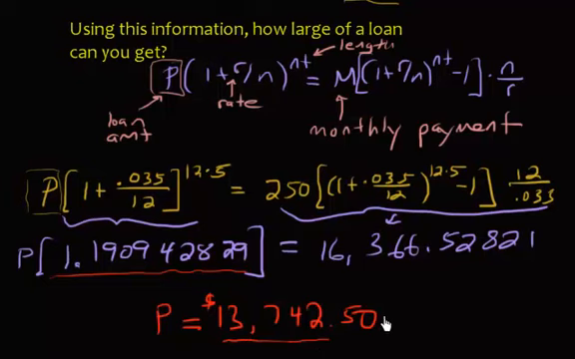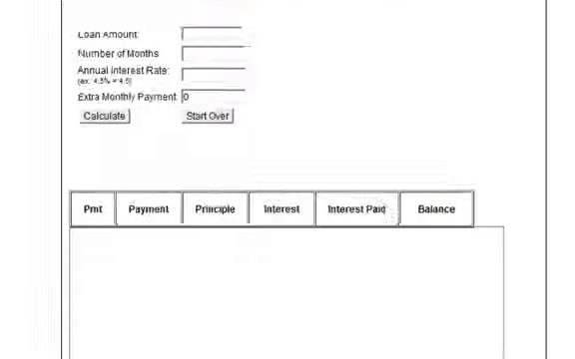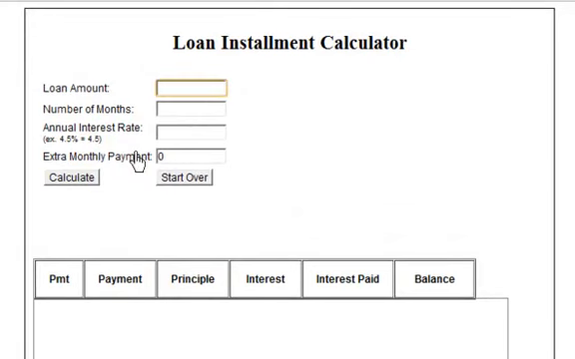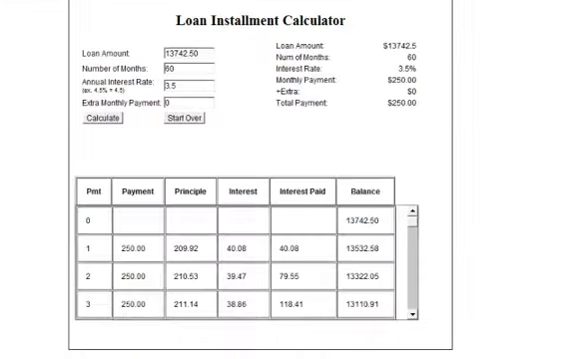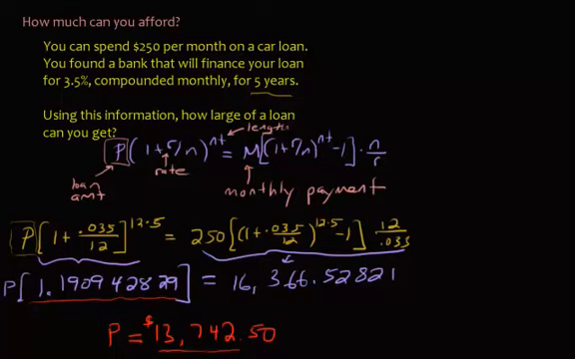$13,742. Now, just to verify or to check this, we're going to bring out the loan calculator. If we put in a loan amount of $13,742.50 for 5 years, so that would be 60 months, and I believe the interest rate was 3.5%, our monthly payment should be about $250, and that's exactly what we get. So there you go. There's a problem on determining the size of a loan you can get based on how much you can afford per month.